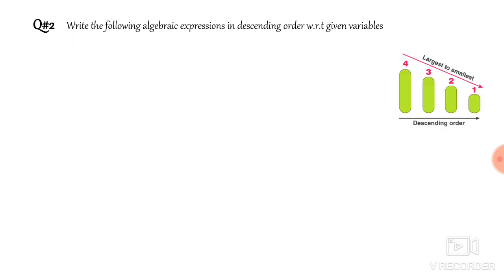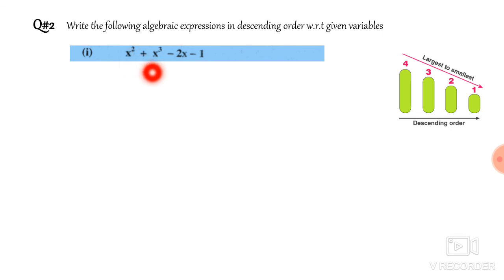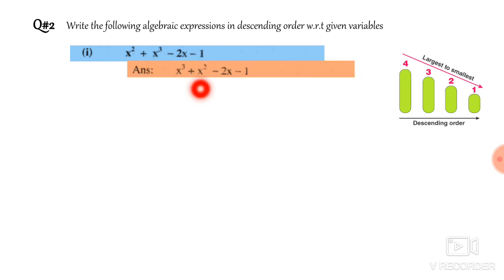Question number 2, again same, we have to arrange expressions in descending order. Descending order means we have to write the biggest power first up to smallest one. According to x, exponent 2, exponent 3, exponent 1, exponent 0. So we will write x cube first because this is the maximum, this is the biggest exponent. X cube plus x square minus 2x minus 1. Okay.